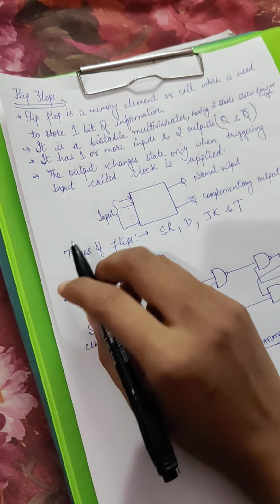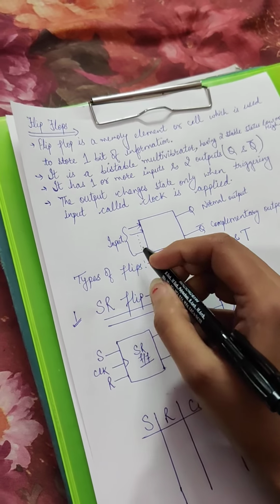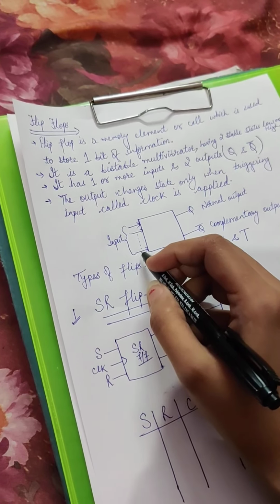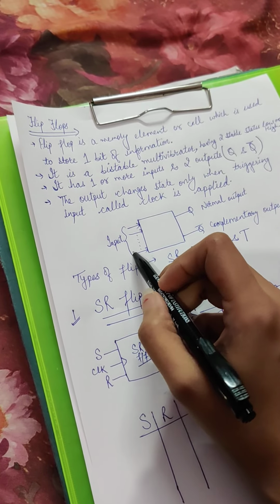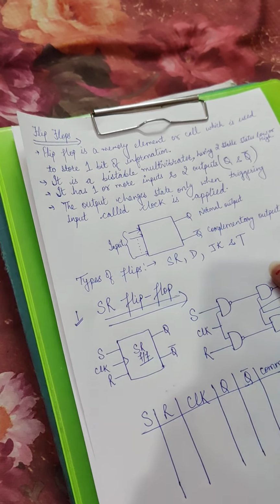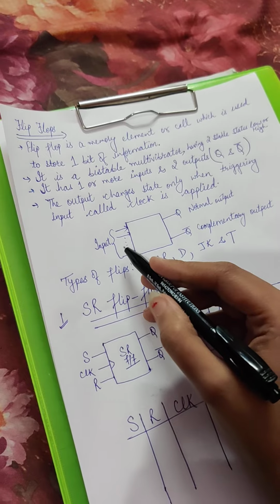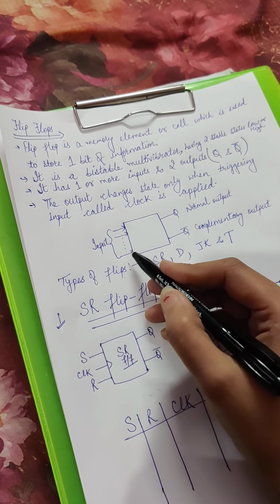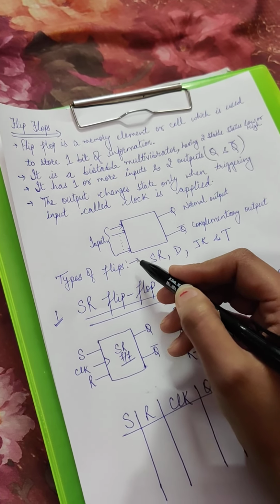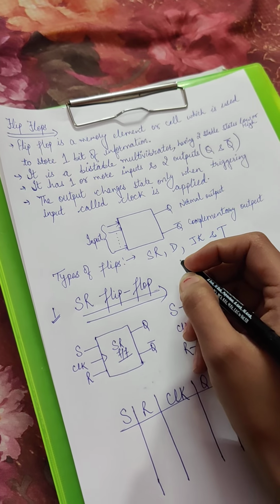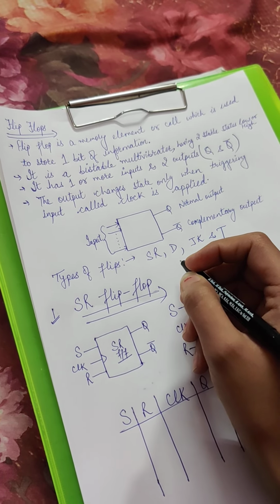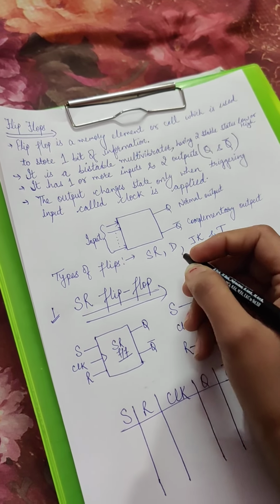Flip-flops are the basic elements which are used to store data in the form of bits. That means it is used to store only one bit. Flip-flops one bit को store करने के लिए use होते हैं. And it is also a bistable multivibrator. इसे हम बाइस्टेबल मल्टीवाइब्रेटर्स कहते हैं जिसमें 2 स्टेबल स्टेट्स होती हैं, चाहे वो लो हो या हाई हो.